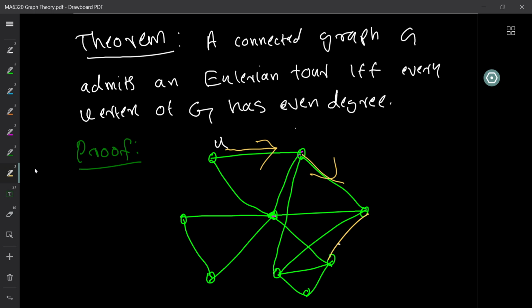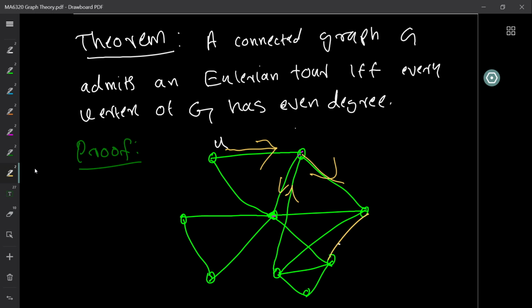So every time I enter a vertex, I will be able to exit it. There is no way I will be stuck in a particular vertex, because every time I enter, there is an edge to go out. So I can mark this as a used edge with a color, and once it is colored, I will not use it again. But if I come back to this vertex, because it is even, I will still have a way to go out. Every time I enter, I use up one edge, but again, because it is even, I can go out of that vertex.